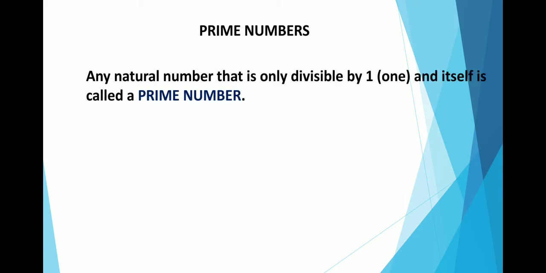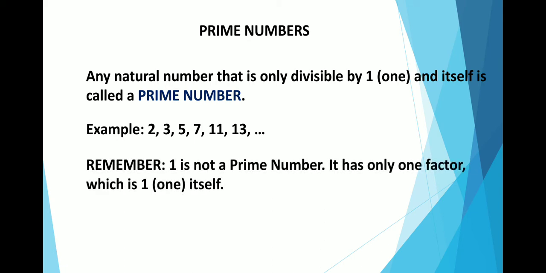Next we'll learn about prime numbers. So what is a prime number? Any natural number that is only divisible by 1 and itself is called a prime number. For example, numbers like 2, 3, 5, 7, 11, 13, etc. are prime numbers. So these numbers cannot be divided by any other number, but they can divide themselves, and 1 can divide them. These numbers are not divisible by any other number.